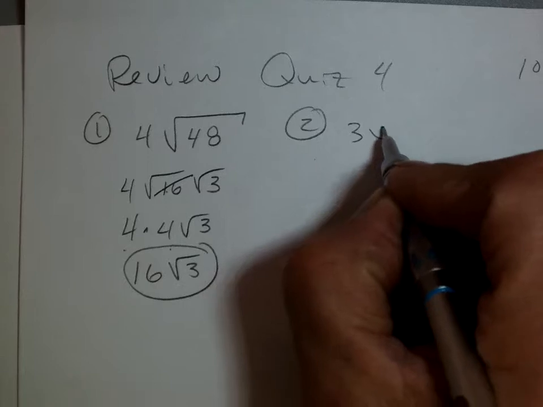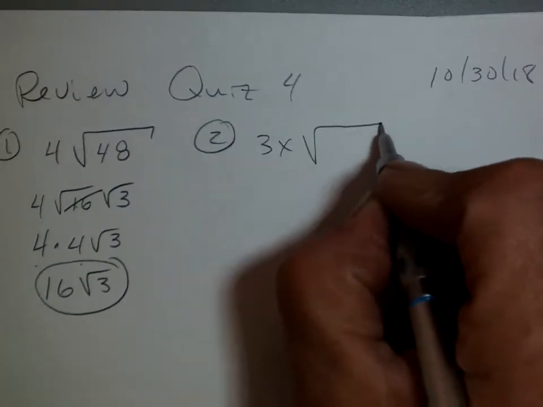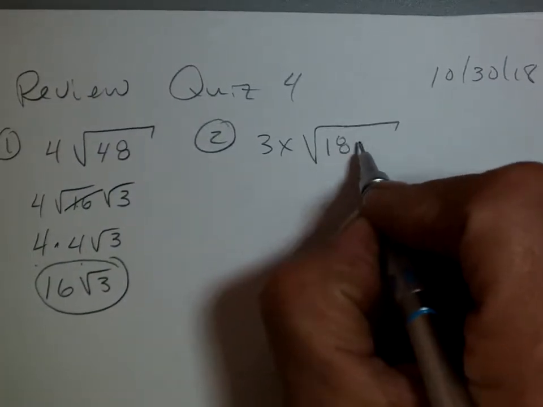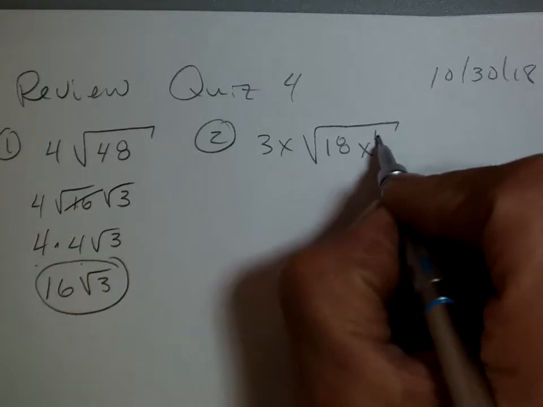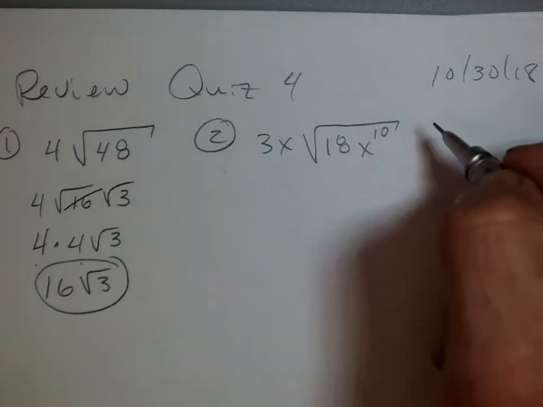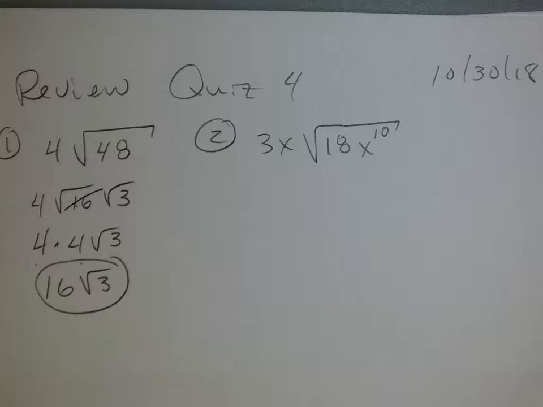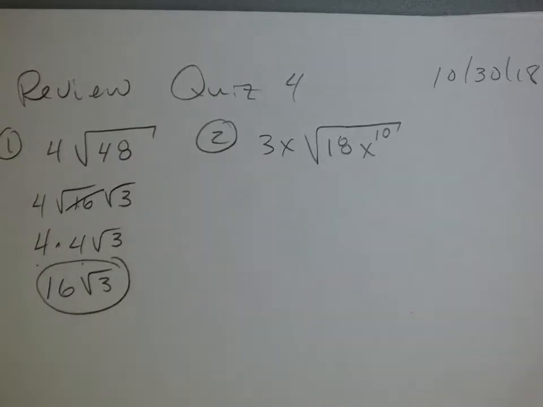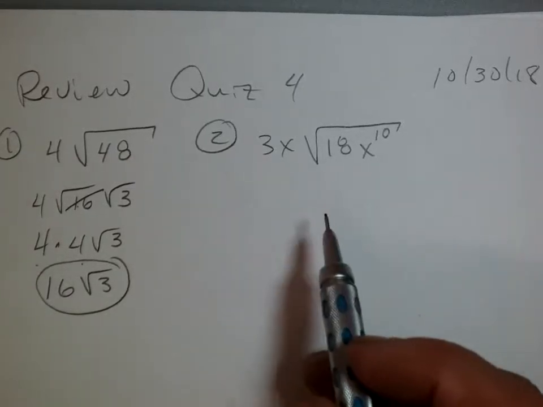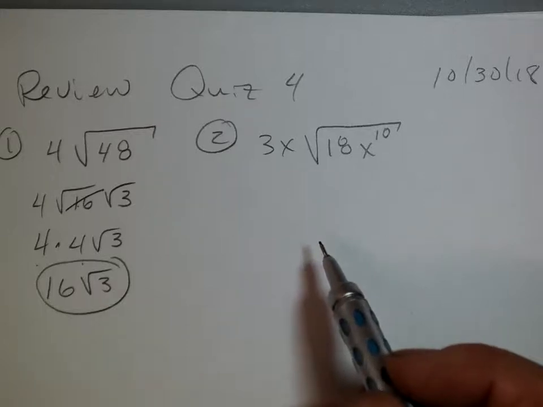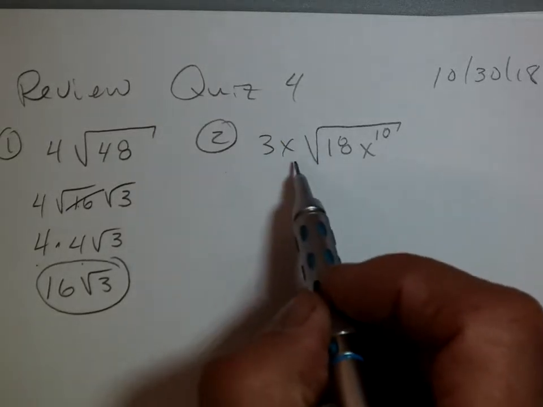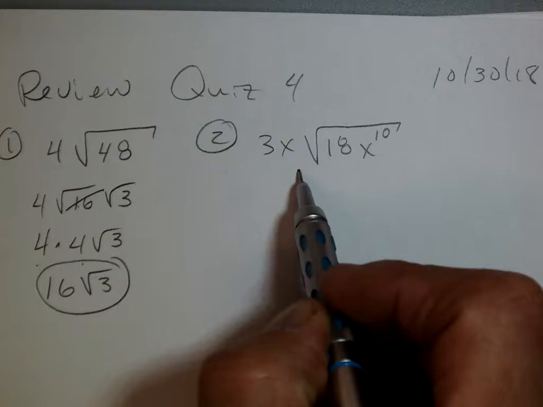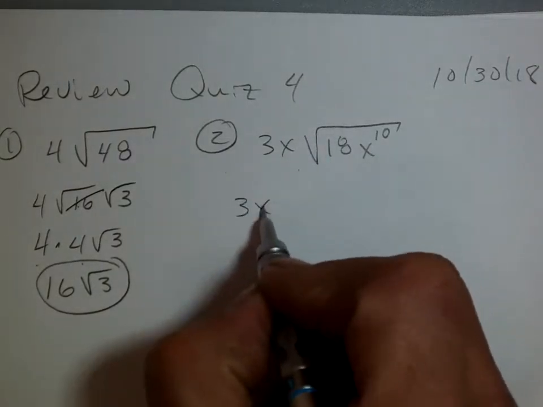Okay, 2. I've got 3x square roots of 18x to the 10th. All right, if you guys need any help, here's the math master. Okay, so let's take a look at this. Number 2, 3x. It's already outside of the square root, right? So let's leave it as a 3x.